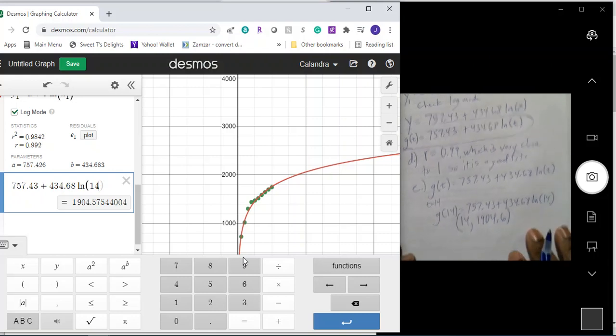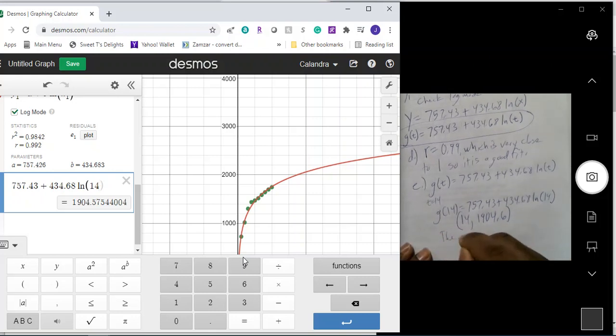So we write out our statement. The model predicts that in 2025, there will be 1904.6 million smartphones shipped globally.